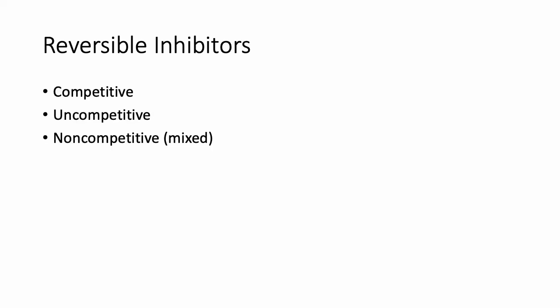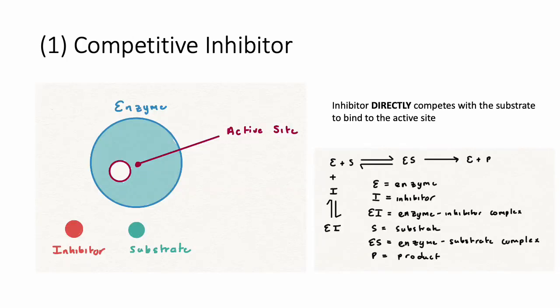There are three main types of reversible inhibitors: competitive, uncompetitive, and non-competitive, also called mixed. So first we have the competitive inhibitor, and the competitive inhibitor directly competes with the substrate to bind to the active site. So here we have both the inhibitor and the substrate, and they can both bind to the active site of the enzyme.